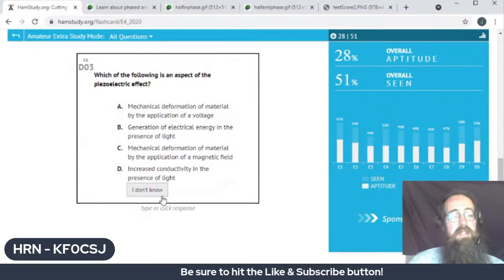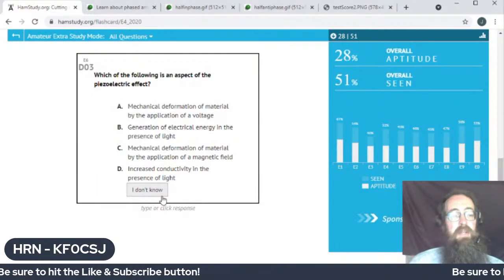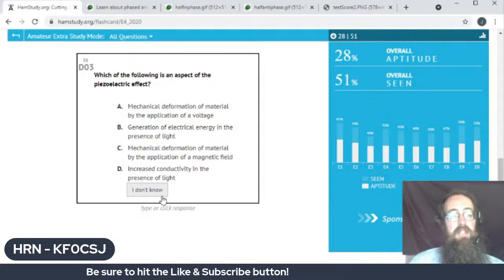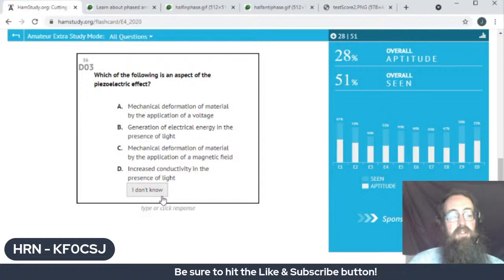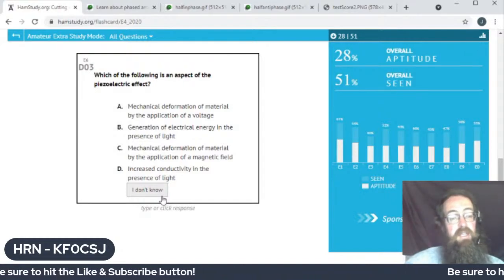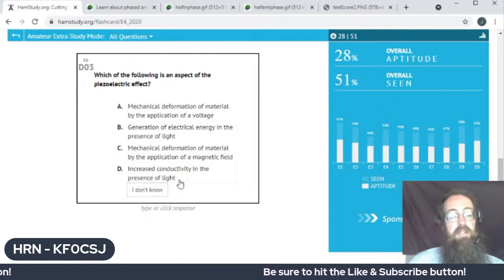Which of the following is an aspect of piezoelectric effect? A, mechanical deformation of material by the application of voltage. B, generation of electrical energy in the presence of light. C, mechanical deformation of material by the application of a magnetic field. D, increased conductivity in the presence of light.